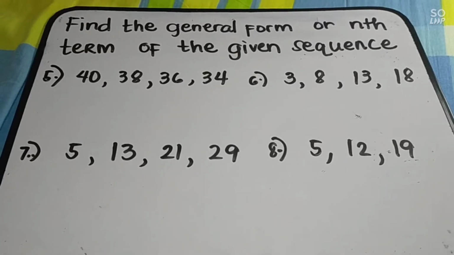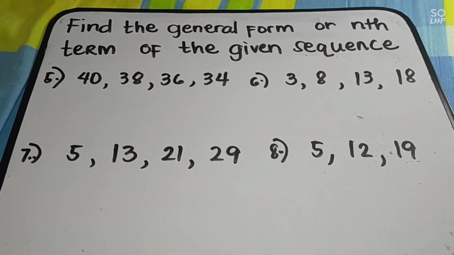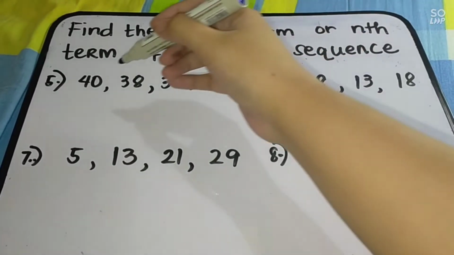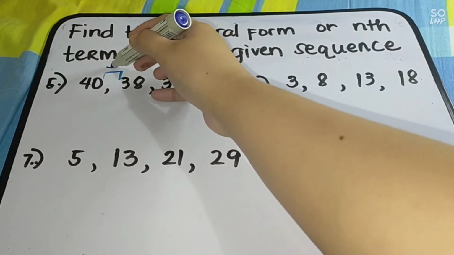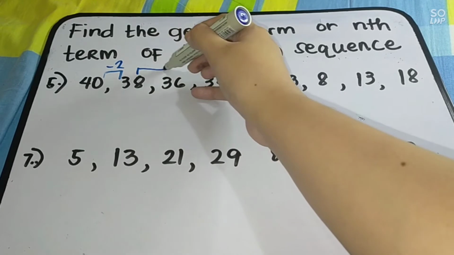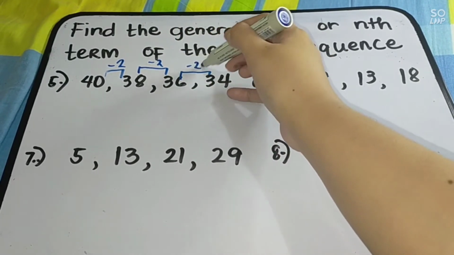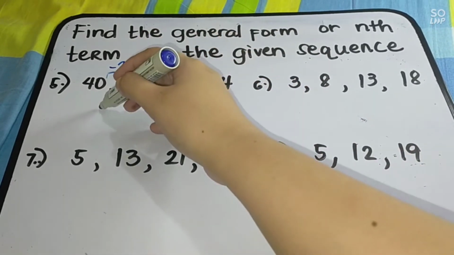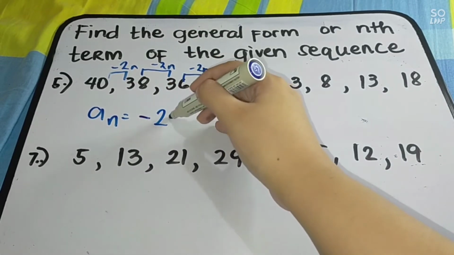Number 5, we have 40, 38, 36, then 34. As you can see, pababa siya. So, therefore, magkakaroon tayo ng negative. So, si 40 and 38, nagsubtract ka naman ng 2. Dito, nagsubtract ka naman ng 2. So, negative 2. Then, this one is negative 2. So, lagyan mo lang yan ng n. Alright? So, you have here a sub n is equal to negative 2n.